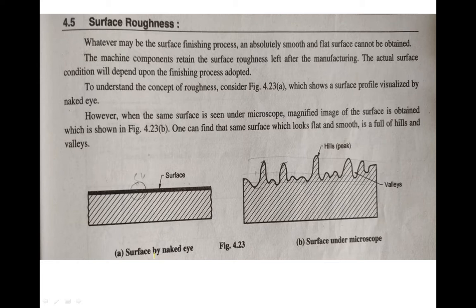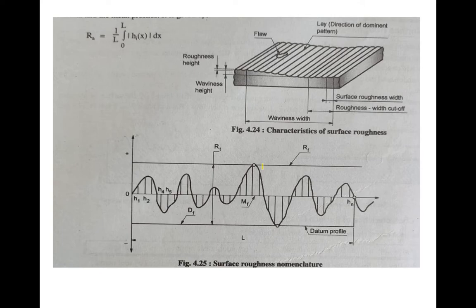If you observe these two figures, this is figure A, the surface seen by naked eyes. If you see by naked eyes, then the surface will look like a flat surface. But the same surface, if you observe under the microscope, is having these hills and valleys. Hills means peaks, valleys means down. These are the hills and valleys. So this is the basic concept of surface roughness.